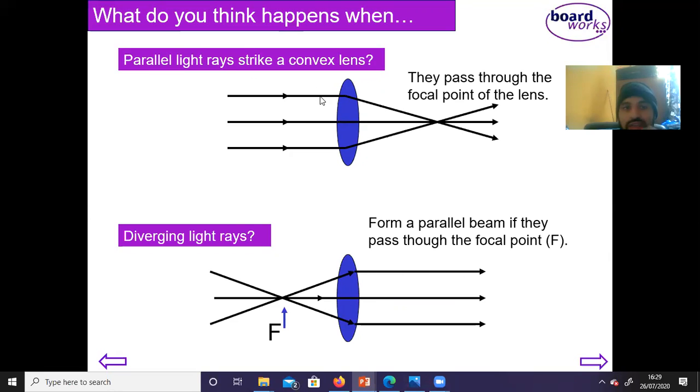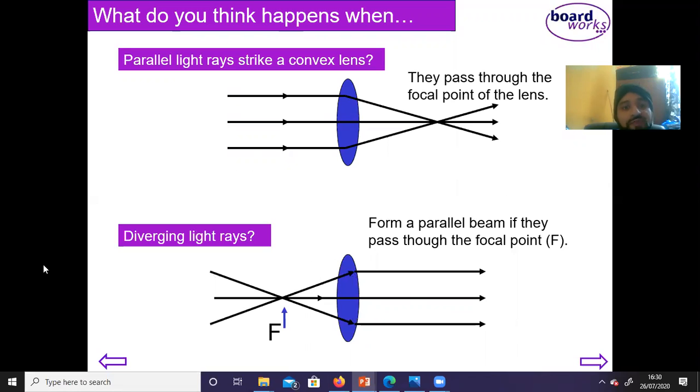So this is important. Let's look at the top diagram again. If the rays of light are coming in parallel, they get bent towards the center. If they're coming in at an angle, like this, they get turned into parallel rays. So it's interesting. This at the bottom is basically the reverse of what's going on at the top, okay?